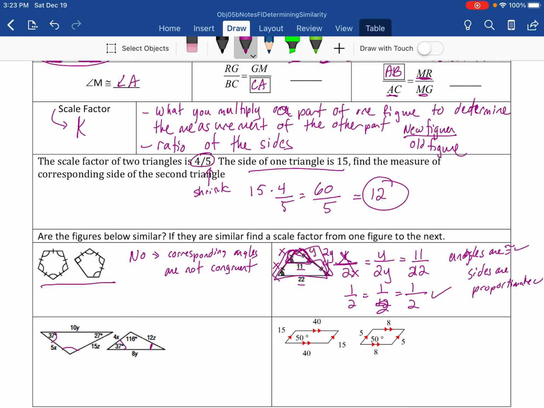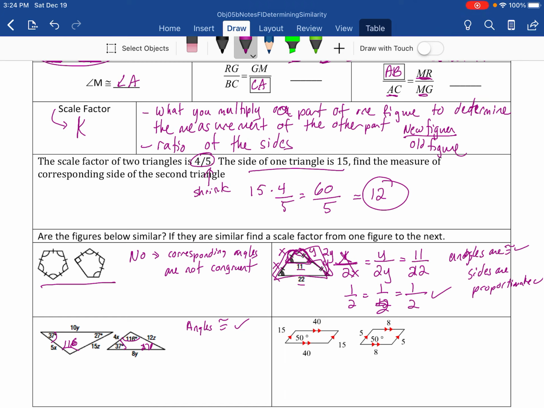So this is going to be 180 minus 37 minus 27, which is 116. Which means that, since this is also 116, that this angle also has to be 27. So the angles are congruent. That's the first thing you check.